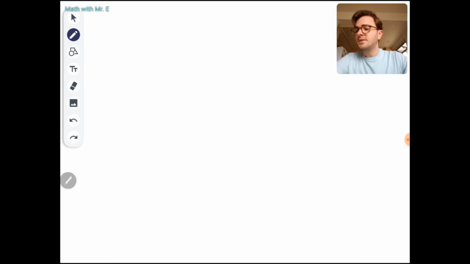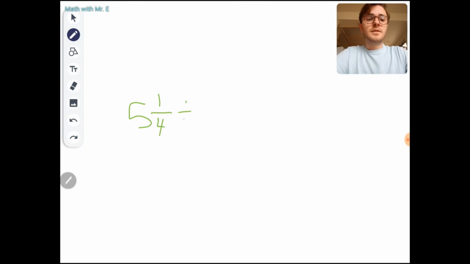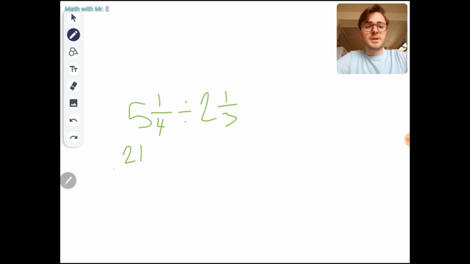So let's take a look at this one. 5 1/4 divided by 2 1/3. Now hopefully we remember the first step is to turn these both into improper fractions. So the first one, 5 1/4. 5 times 4 is 20, plus 1 is 21, and our denominator will be 4. Over here we've got 2 times 3, which is 6. We add our numerator of 1, which makes it 7, and the denominator is 3.